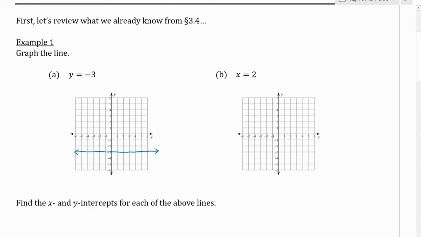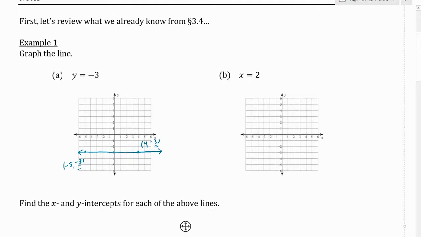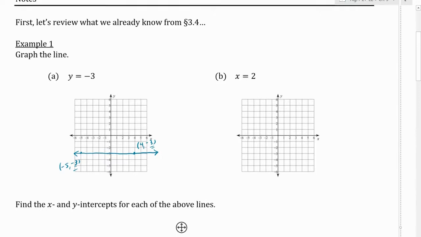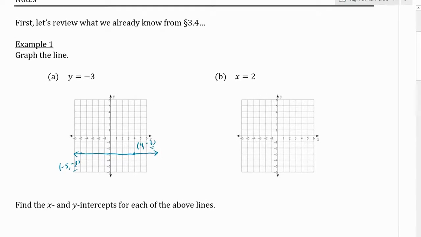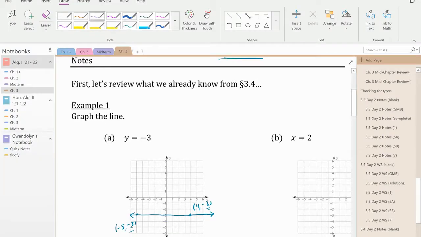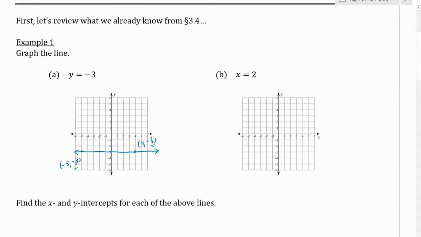And remember, the reason why is no matter what point I pick on that line, the y value is always -3. That's what they all have in common. The x could be anything. Like that point maybe is at -2.5, but it's still down 3. They all have a y value of -3.